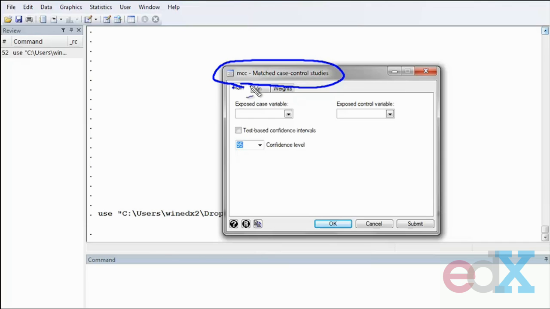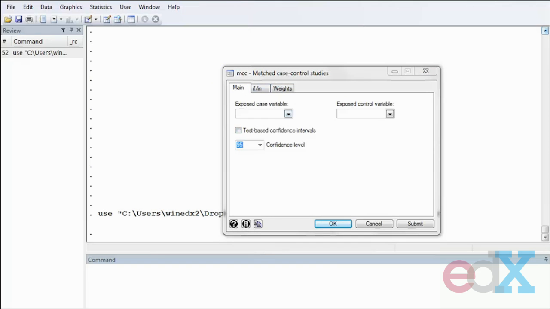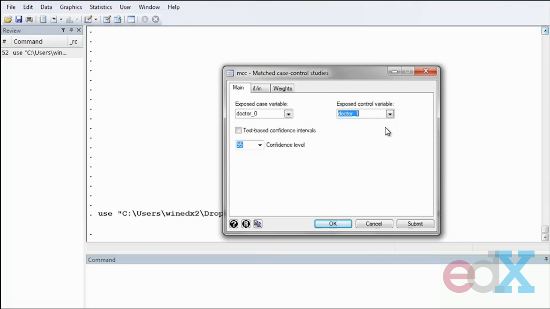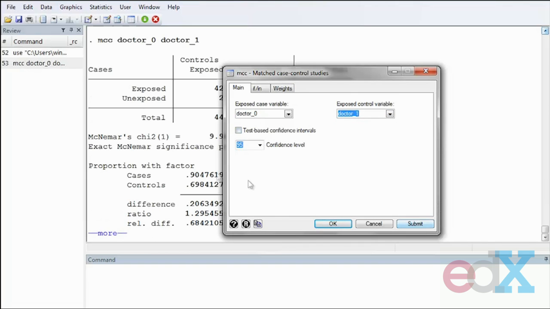In our example, it's not a case-control study because we matched individuals. We matched one individual who was below the poverty line with an individual above the poverty line. If it was a case-control study, I would have taken, say, an individual who didn't go to the doctor and matched them with an individual who did go to the doctor. So there's a subtle difference here. It's not a case-control study, but we can still use McNemar's. So I just plug in Dr0 into one cell, Dr1 into the other cell, and hit submit.